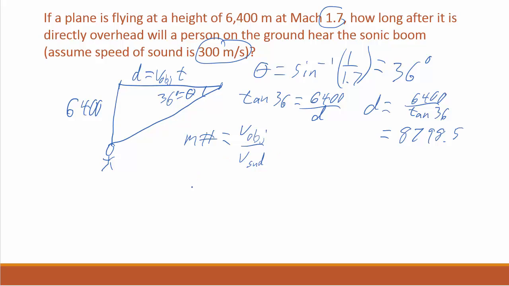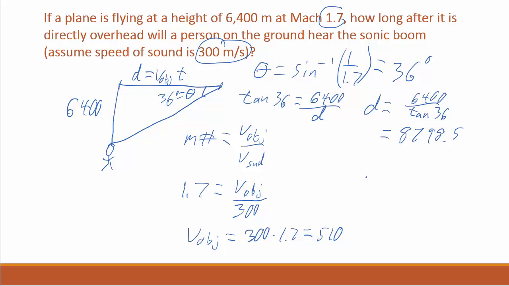So if we plug in here, we've got 1.7 equals speed of the object, which is what we're going to try to find in this little step. Plug in the speed of sound, it's 300. Rearrange that, and we can solve for the velocity of the object. 300 times 1.7, which works out to be 510. So now we're just about there.